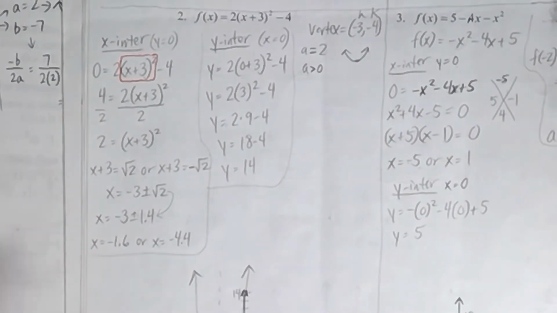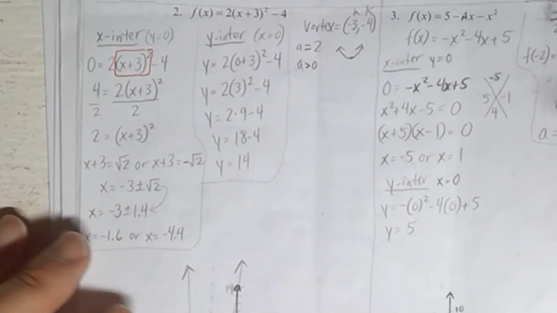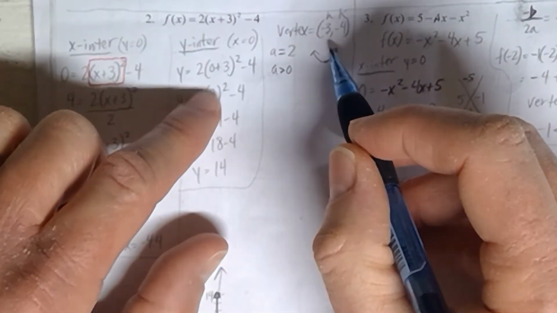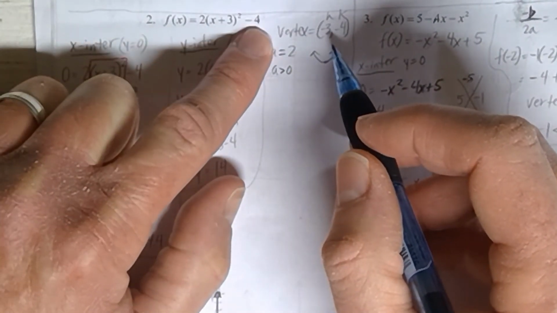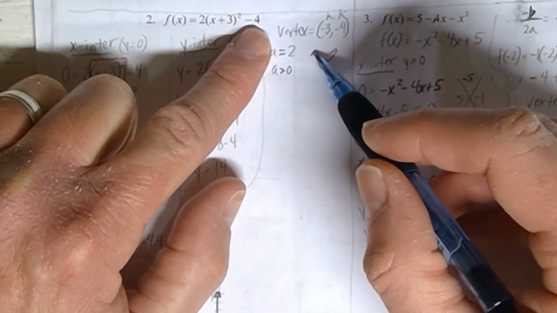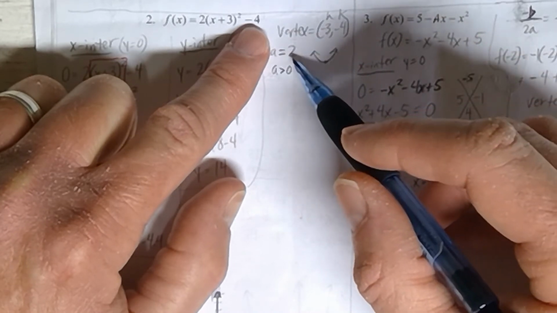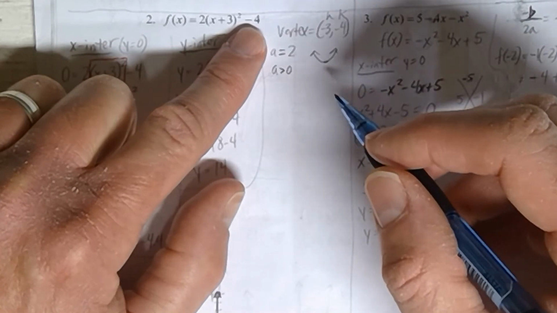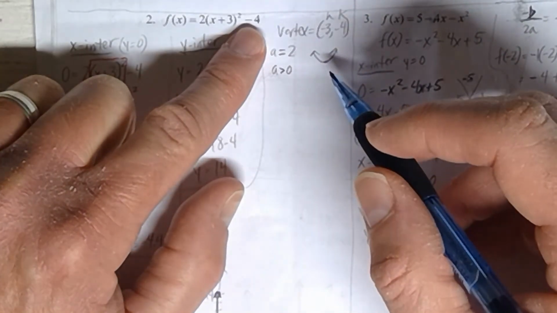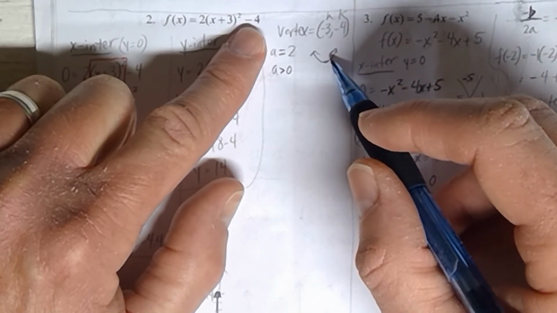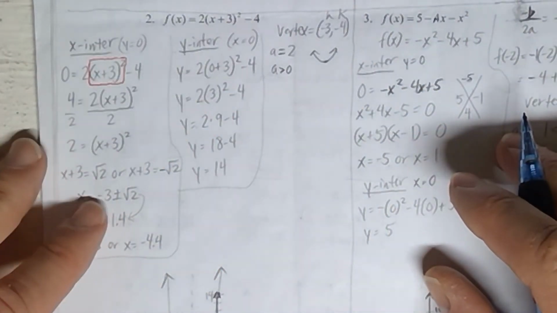Number two. Here we see that the vertex is -3. Again, you got to change the sign of the inside. Don't change the sign of the outside. So -3, -4. The A number tells us that it goes up. So yes, this time there will be X-intercepts because it starts out below the x-axis, but it goes upward, so it's going to be going towards the x-axis from the bottom end.